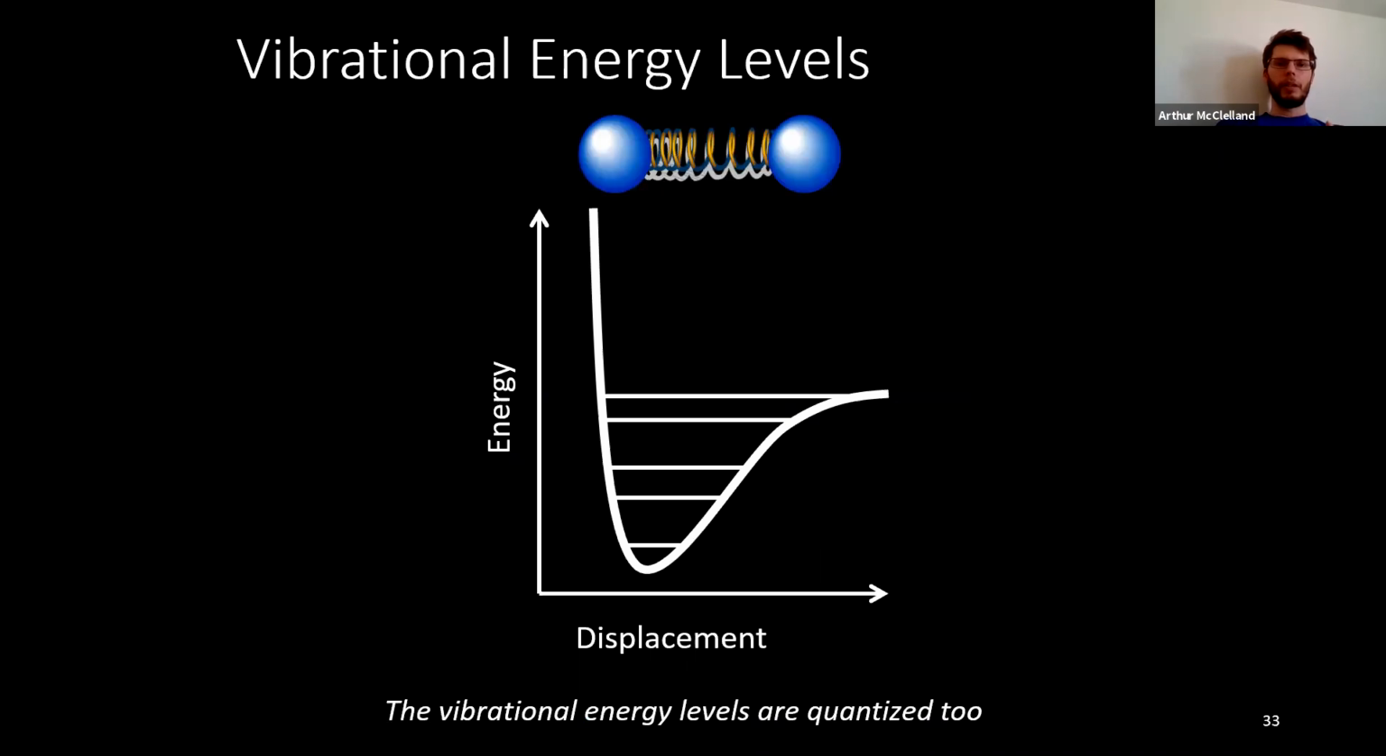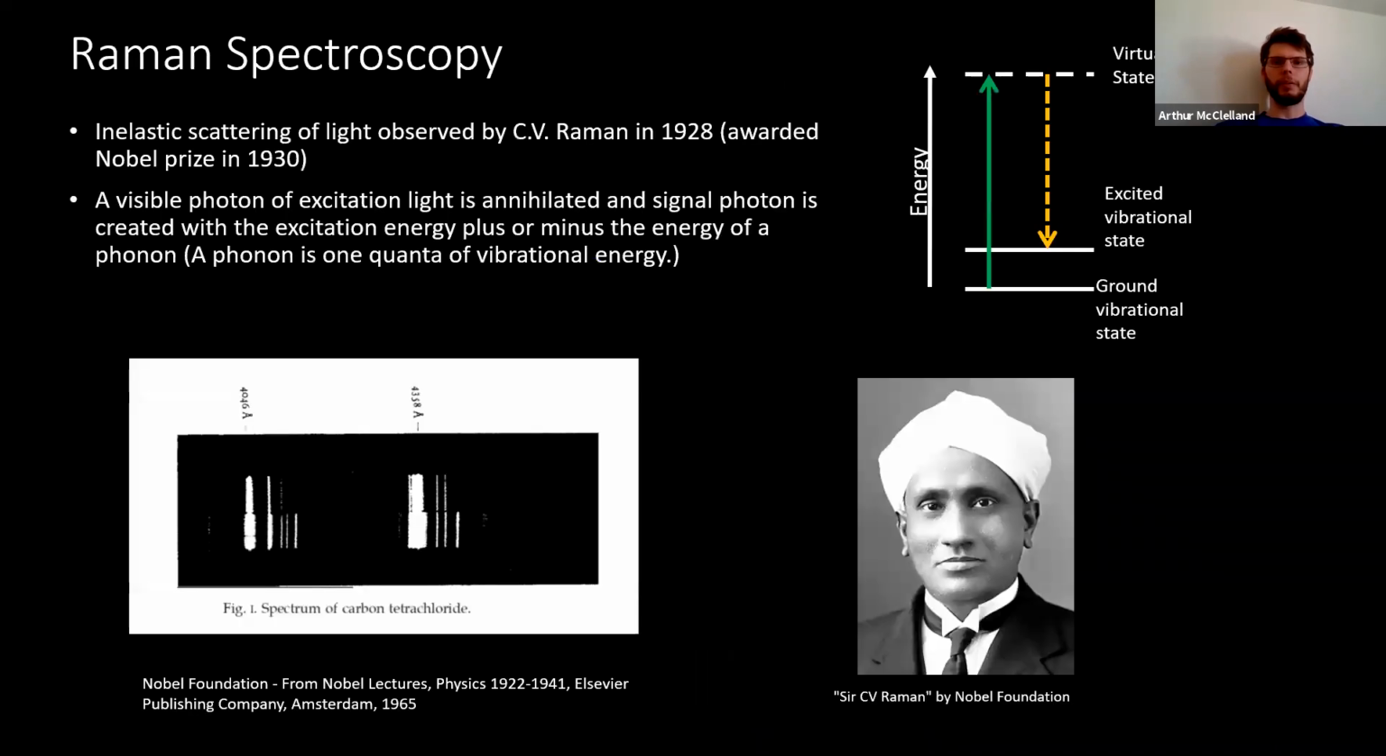So we can do the quantum mechanical simple harmonic oscillator, and we find that the vibrational energy levels are also quantized, which we've talked about a bit. So Raman spectroscopy is probably the more heavily used vibrational spectroscopy technique on quantum materials.